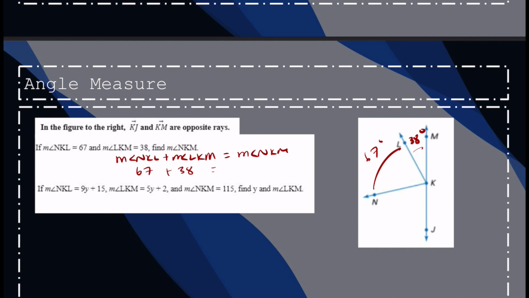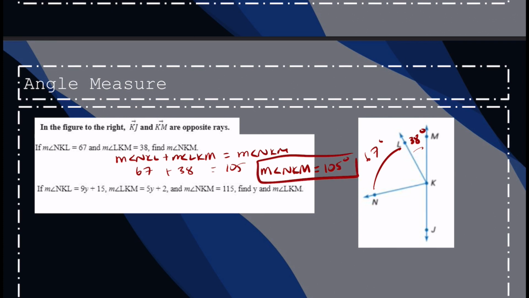If I put it in the calculator or do the math in my head, that's going to tell me what angle NKM is, and that's going to be 105. So the answer is measure angle NKM is equal to 105 degrees. And that's my answer. Next thing I need to figure out is this.